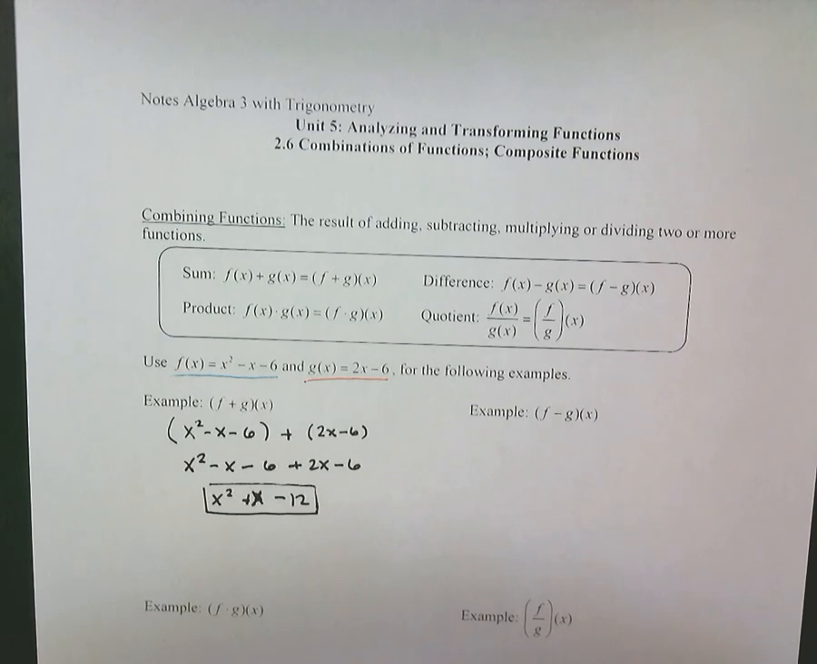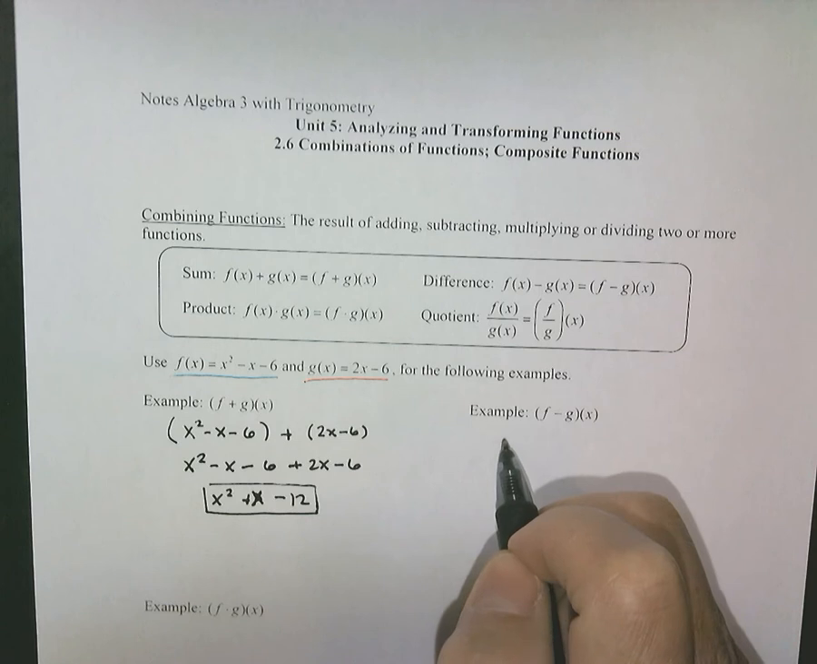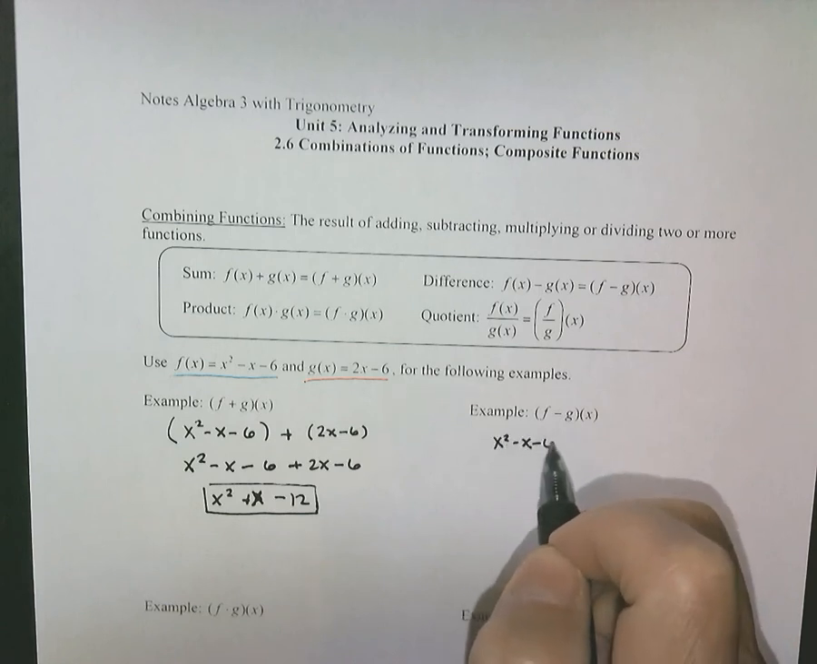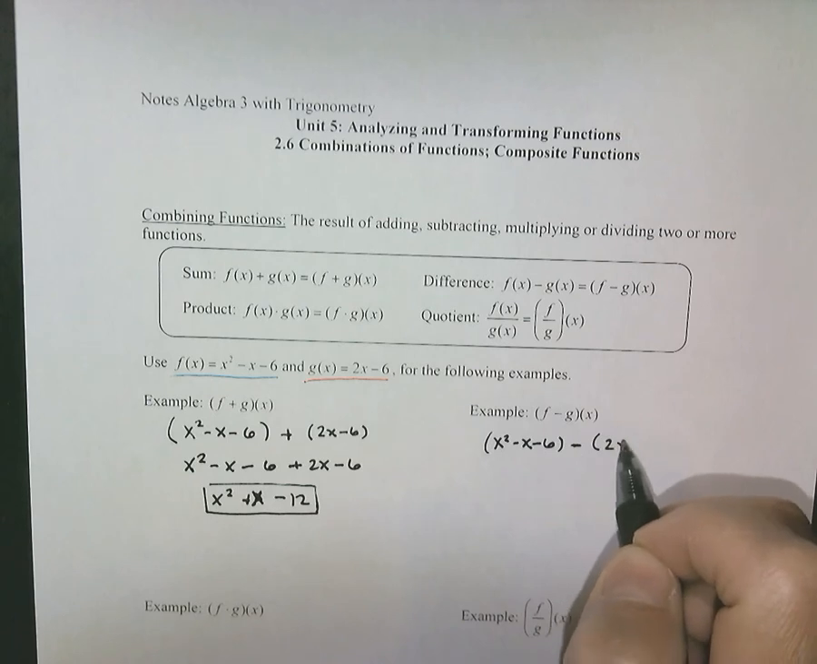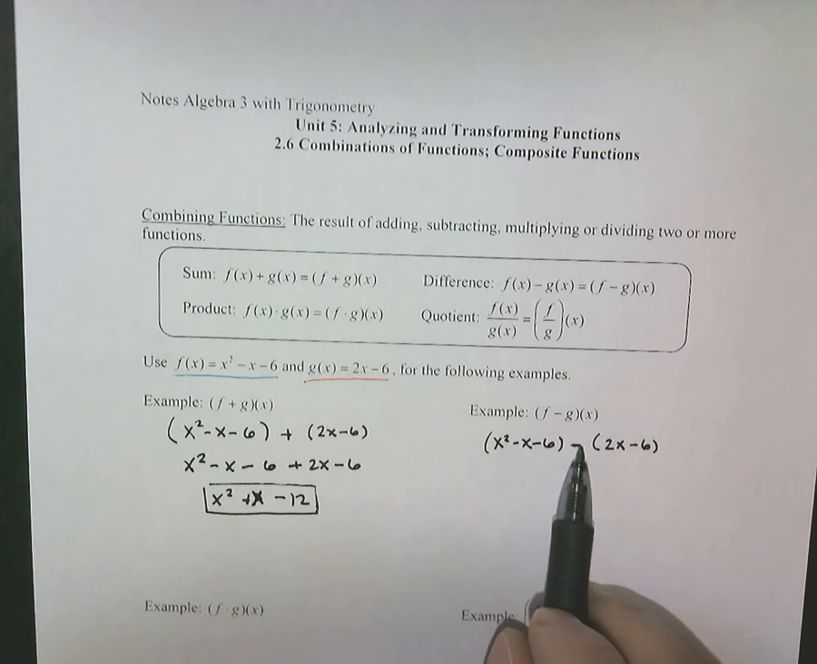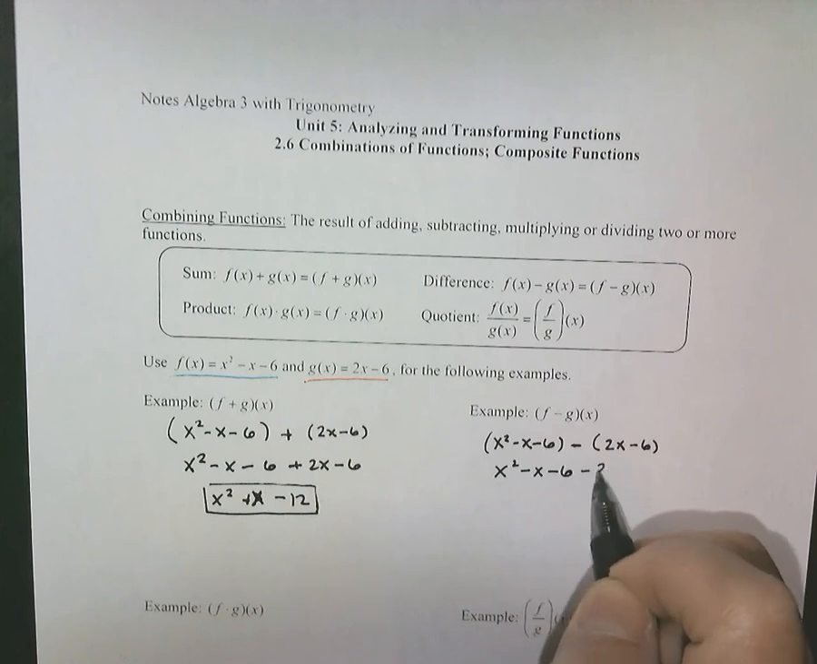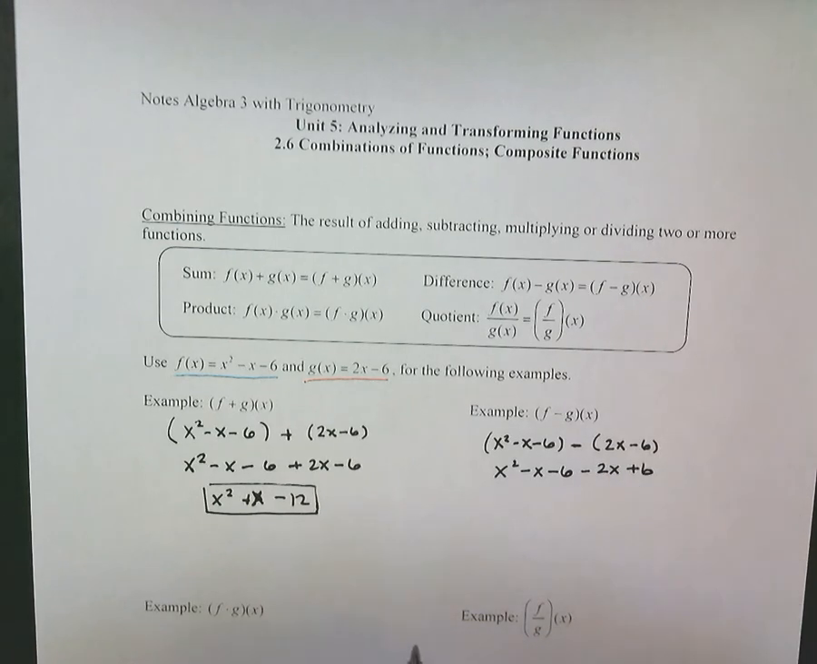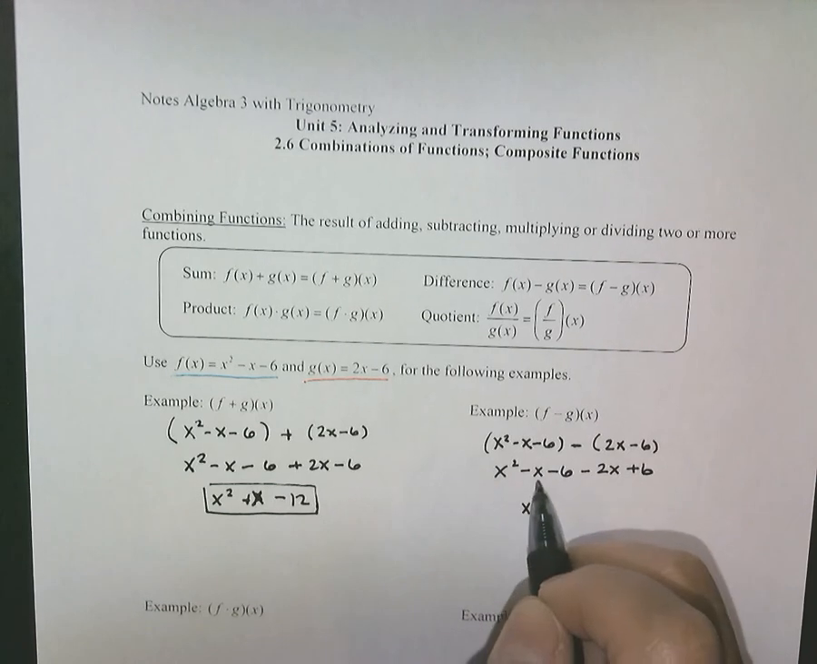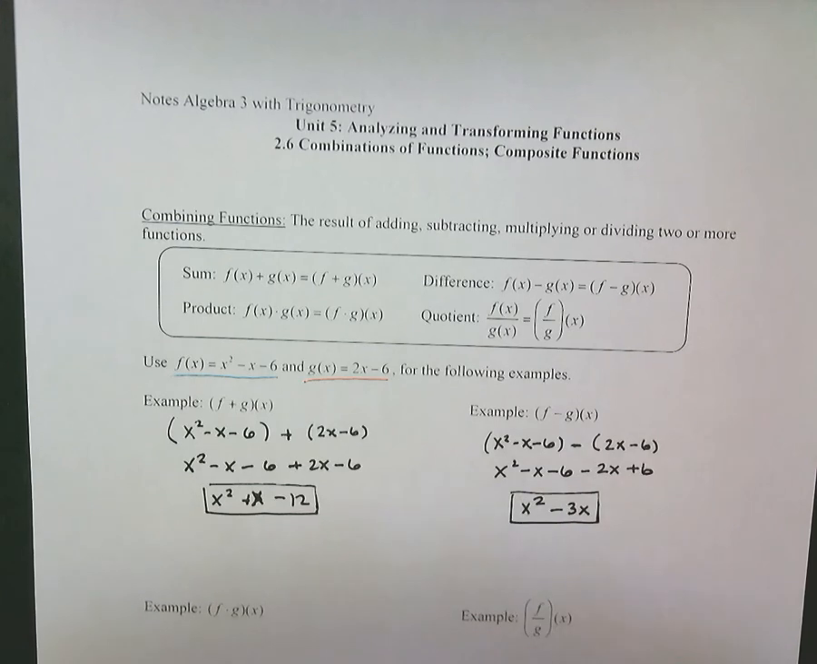If I wanted f minus g of x, so f of x minus g of x, I'm going to have x squared minus x minus 6, and I'm going to subtract from that 2x minus 6. Now in this case the parentheses are really important because this is saying I'm subtracting all of 2x minus 6. So let's drop the parentheses and distribute the negative. Now when I combine like terms I get x squared, negative x and a negative 2x gives me minus 3x. Negative 6 and a positive 6 gives me 0. So this is where this one stops.